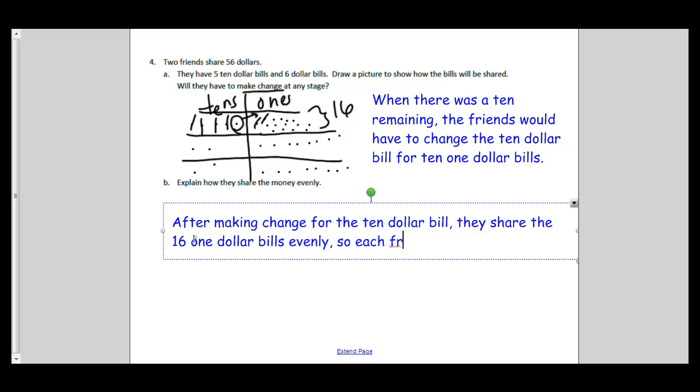So each friend will have, I'm going to go back up here, they have 2 tens and 8 ones. Each friend will have $28. Lucky friends. Okay, moving right along.